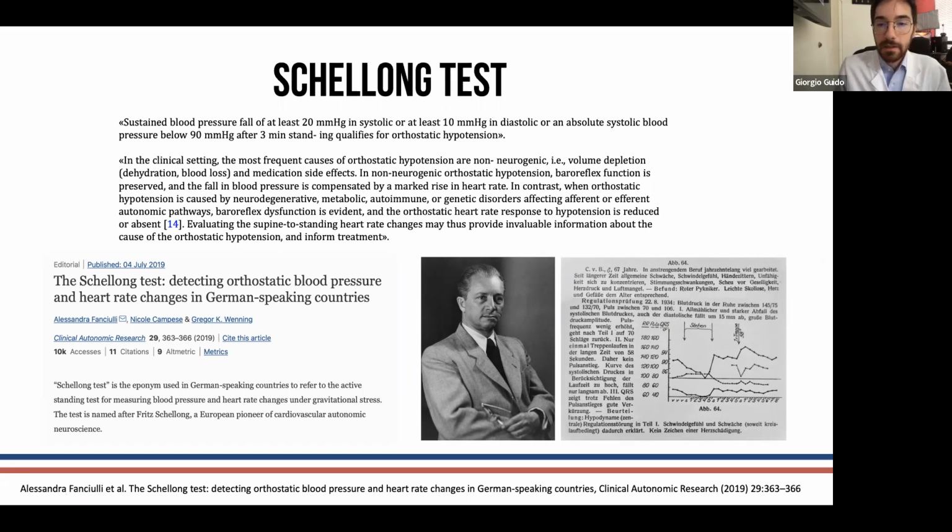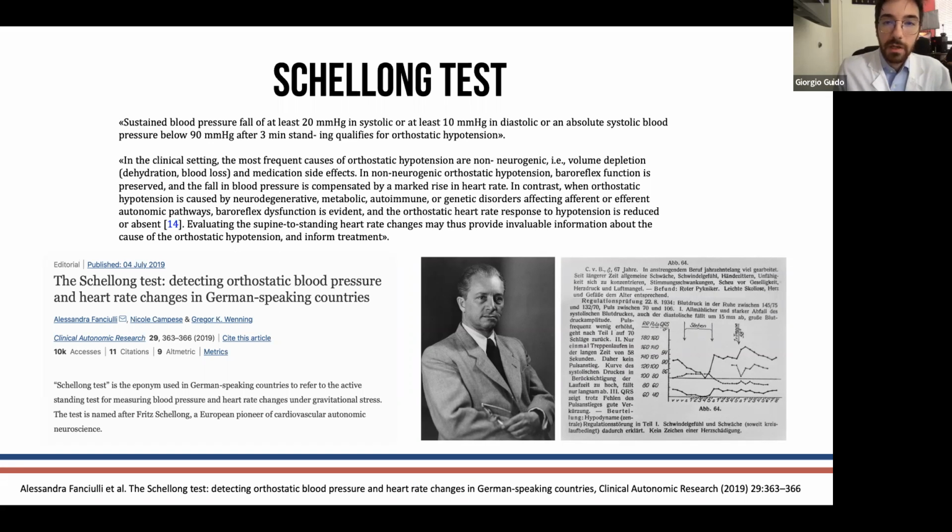So you basically ask the patient to lay down for 5 minutes, and you take the blood pressure. And then you ask the patient to stand up still for 5-10 minutes. It depends, because geriatric patients may have some problems standing up 10 minutes, so you want to do it for 5 minutes. But if you have younger people, you can do it for 10 minutes.